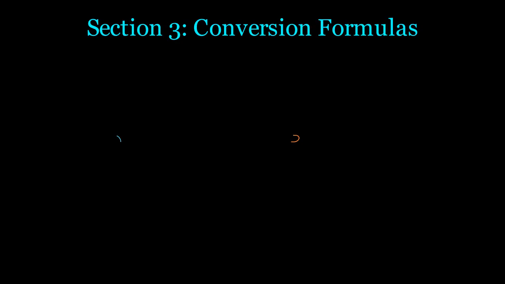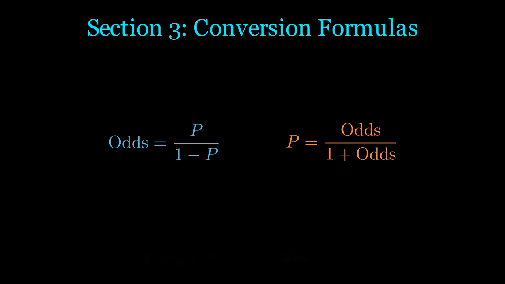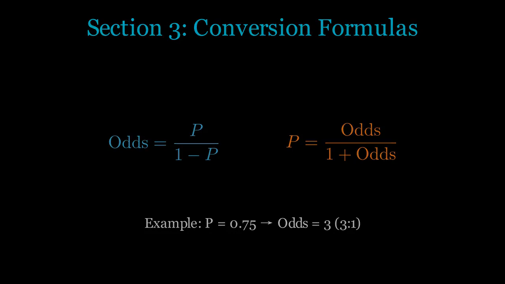Section 3. The conversion formulas. Switching between these two is a fundamental skill. To turn probability into odds, we use the formula odds equals P divided by 1 minus P. Conversely, to find probability from odds, we take odds and divide by 1 plus odds.